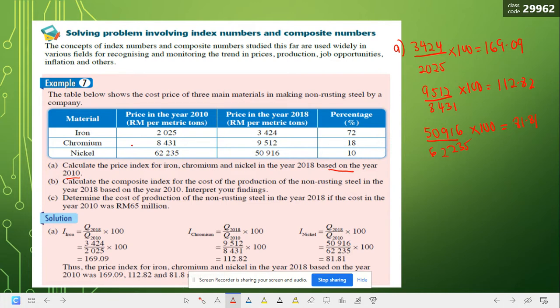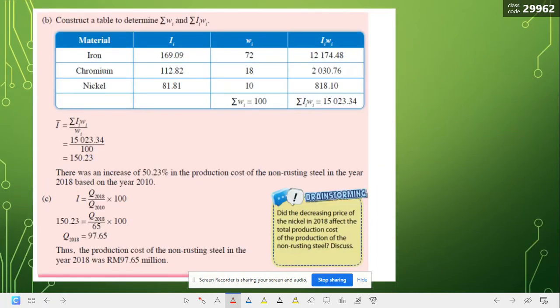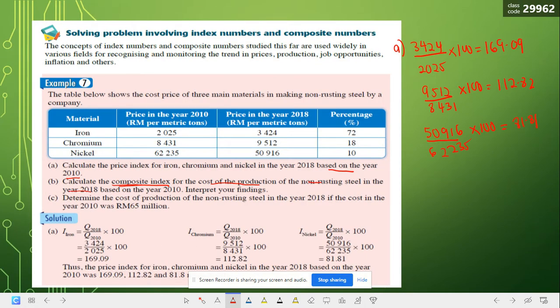How about question B? For question B, they ask you to calculate the composite index for the cost of production of non-rusting steel in the year 2018 based on the year 2010. In order to calculate the composite index, you need to know the price index. We already calculated the index for each material. That's why they ask you to calculate the price index first.